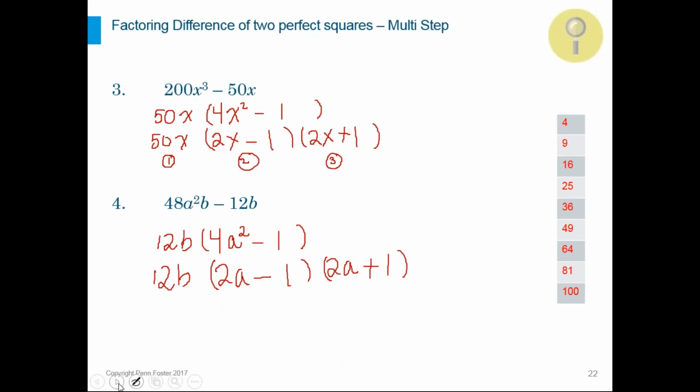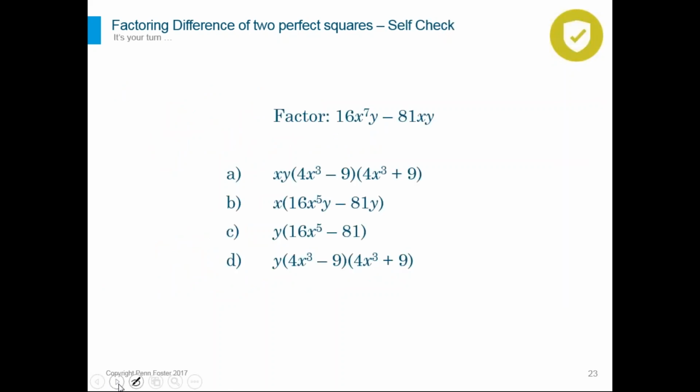Okay, let's move on to our last self-check. Factor 16x to the 7th y minus 81xy. The 16 and 81 give you a feeling that this might turn out to be a difference of two squares because 16 and 81 are perfect squares. The problem that we have is in the variables. If I'm able to factor out some variables and make those variable parts perfect squares, then I'm able to go ahead and apply my perfect square rule. I'm going to leave it here for 30 seconds for you to try it out and see.